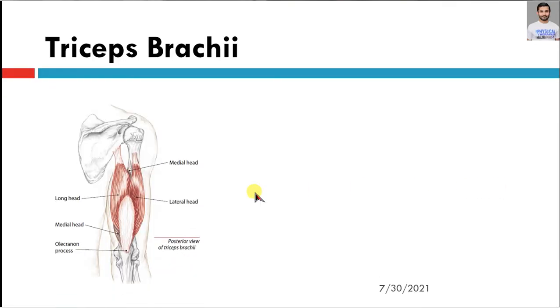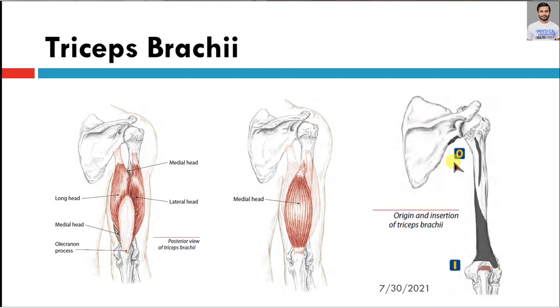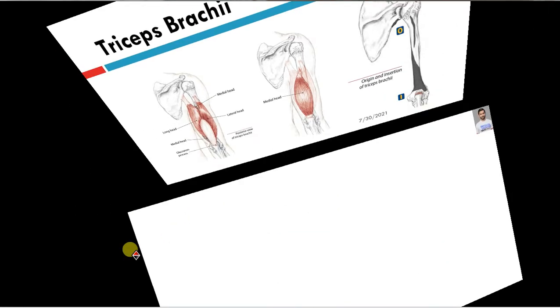Triceps brachii has three bellies: the long head, the medial head, which is the smallest one, and the lateral head, and it has a very long aponeurosis or tendon-like process. The medial head is attaching directly onto the humerus, while the long head is attaching to the lateral border of the scapula. It is inserted onto the olecranon process, which is part of the ulna, and it is a very important shoulder extensor as well as elbow extensor.